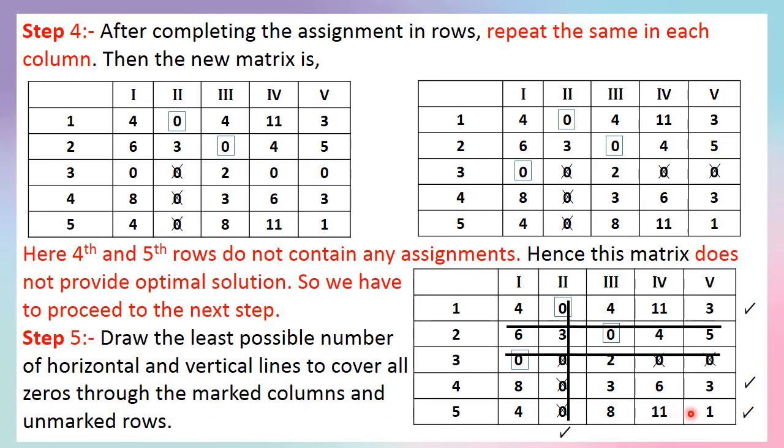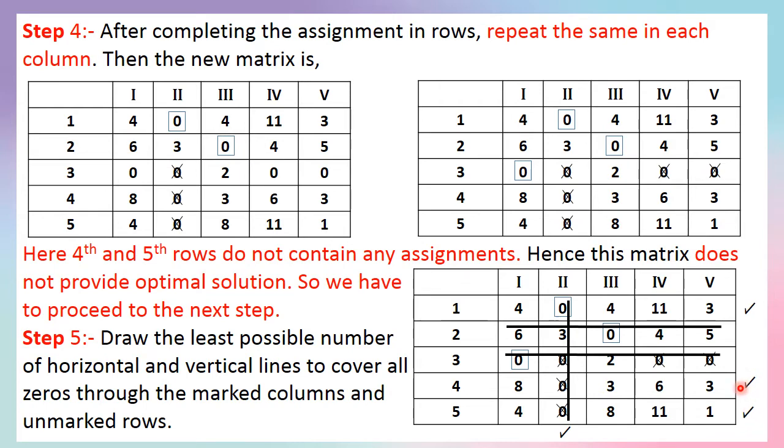So here we can cover all the zeros. Now first we will observe the steps to draw these lines. First, we put markings in the non-assigned rows, the rows where the assignment is not done. That is the fourth row and fifth row where we have to put markings.